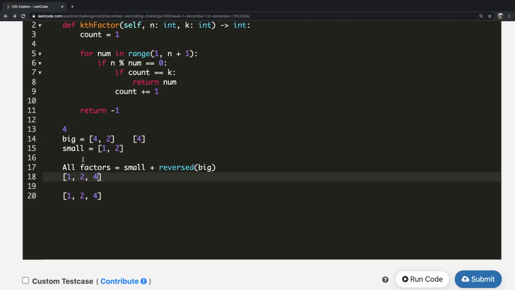And now, let's say they want us to find the first factor, then we return 1. For the second factor, we return 2. For the third factor, we return 4. But if it's anything like 4 or greater, then we return -1.